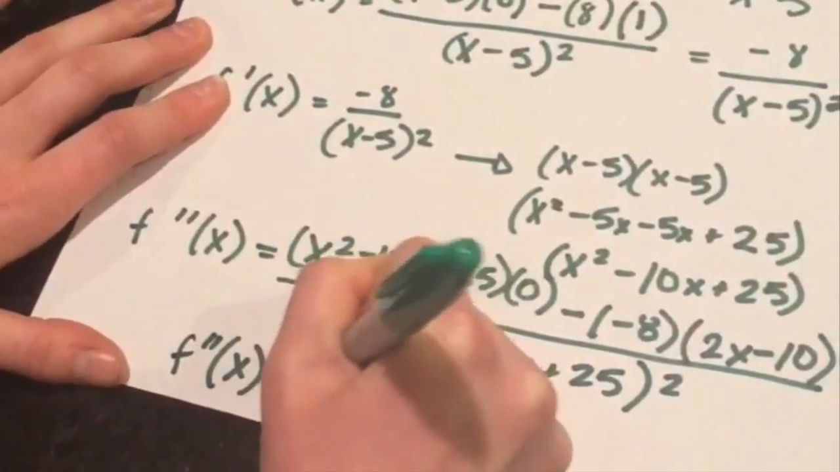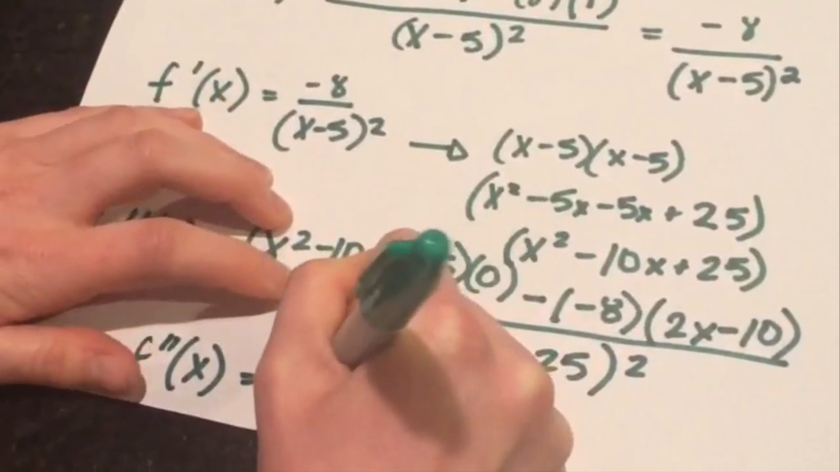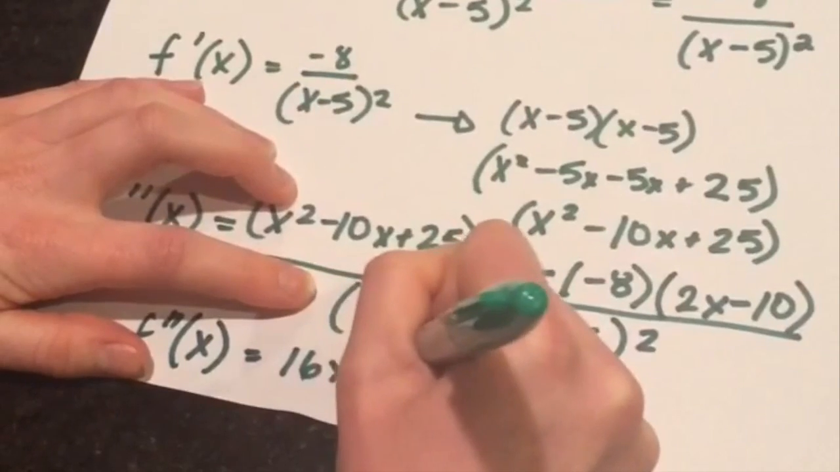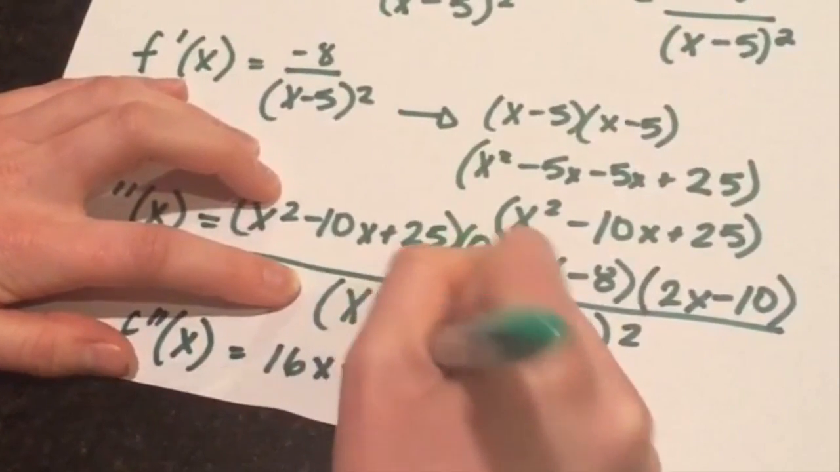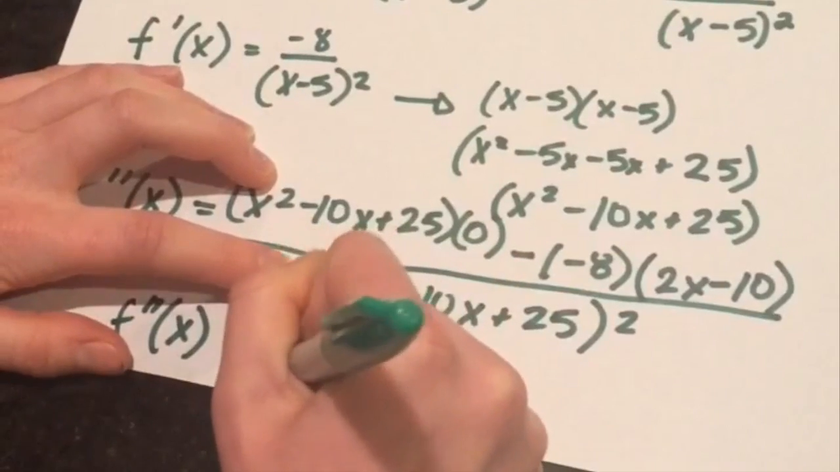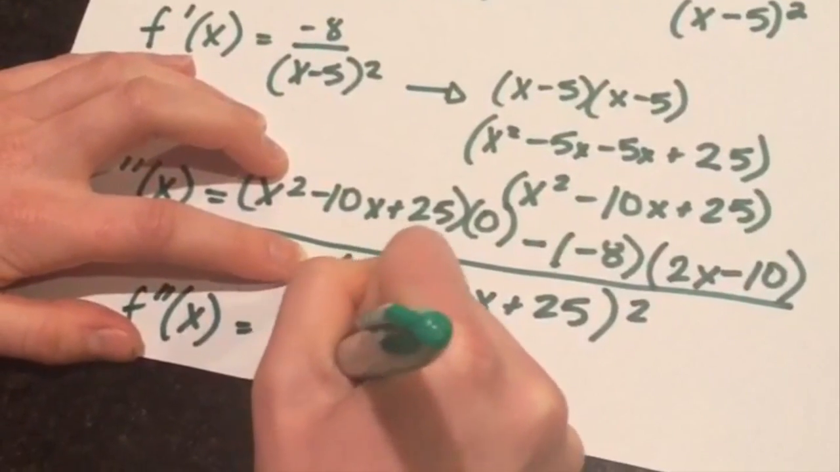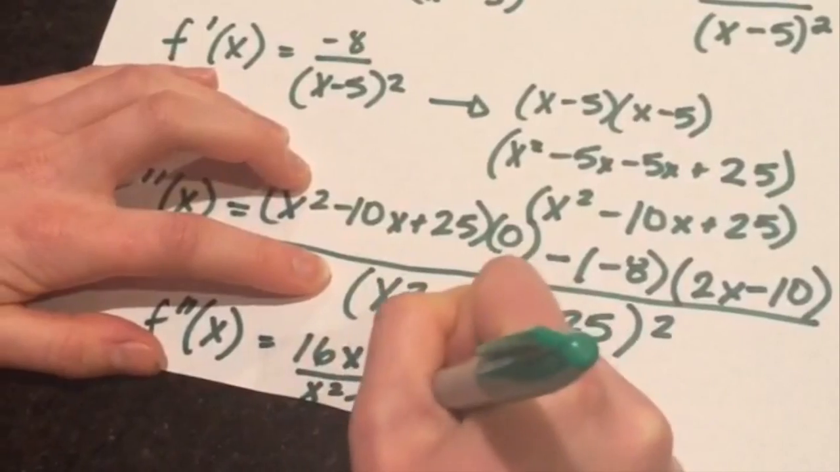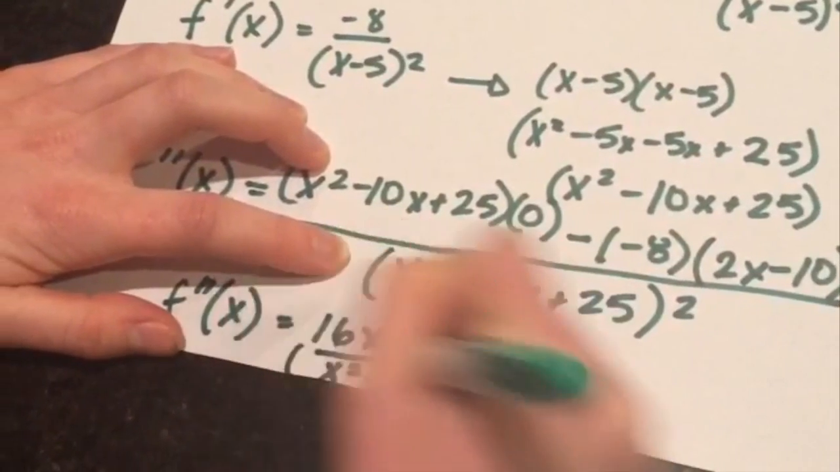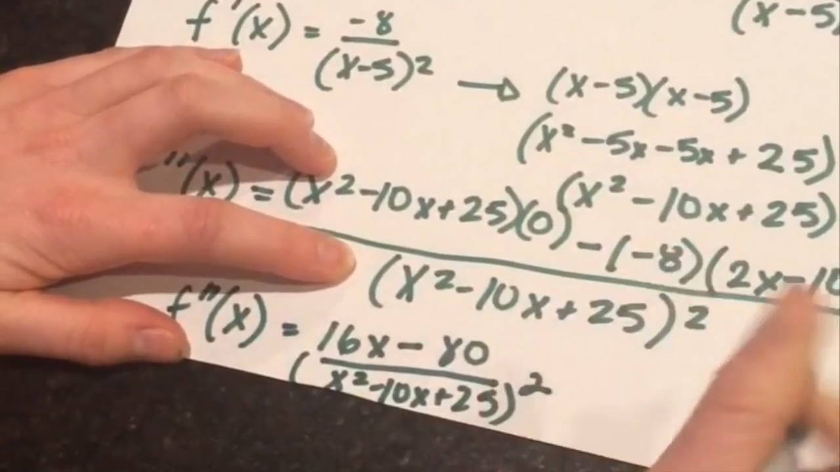Next, we simplify x squared minus 10x plus 25 times 0 minus negative 8 times 2x minus 10 to get our simplified numerator, which is 16x minus 80. At this point, our denominator is already simplified, so we just bring it down, as it is x squared minus 10x plus 25 squared.